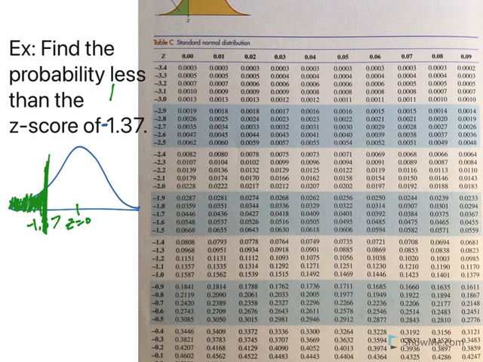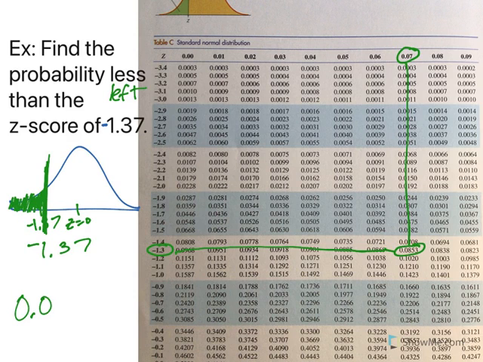I'm looking for less than that. Less means to the left. Isn't that nice? They both start with LE. So I know that this is going to be smaller than 0.5. Again, I'm looking for negative 1.37. On the left, I go to 1.3. Across the top, I find the 0.07. And now where do those intersect? The answer is right here.